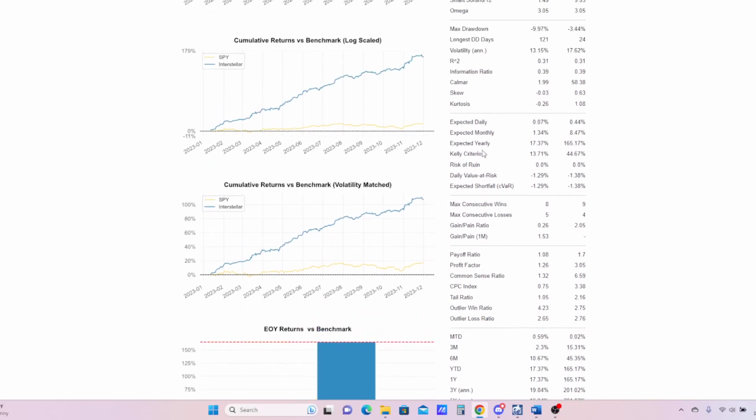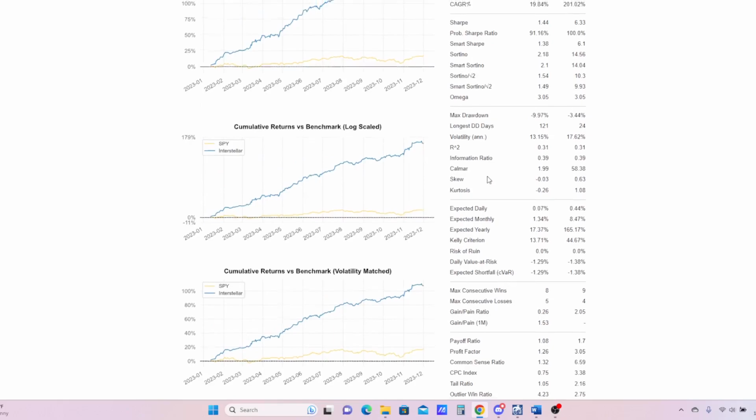I don't focus too much on this stuff, expected daily, expected monthly, all that stuff, because this is only a little less than a year's worth of data. Another thing that will help you too is the daily value at risk. The daily value at risk is pretty much, on any one day, what you could easily see, is how I understand it.